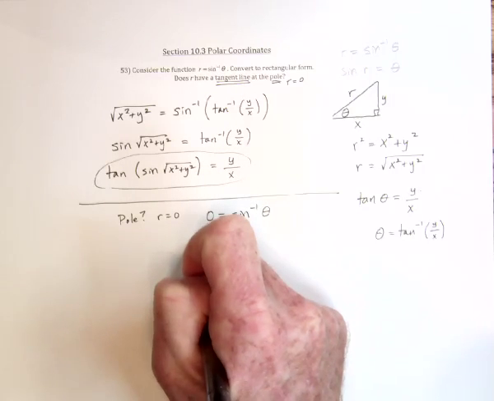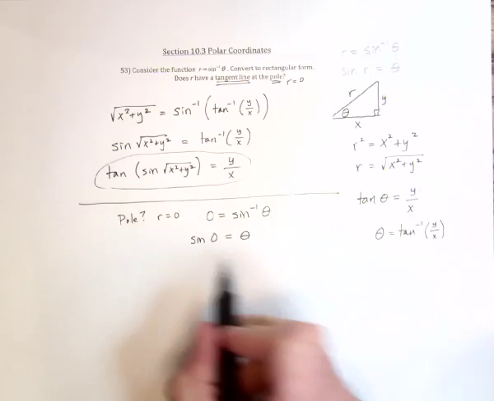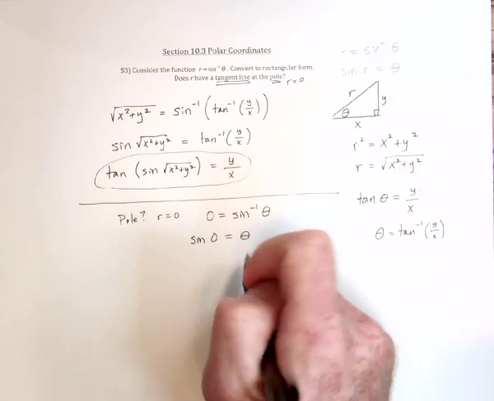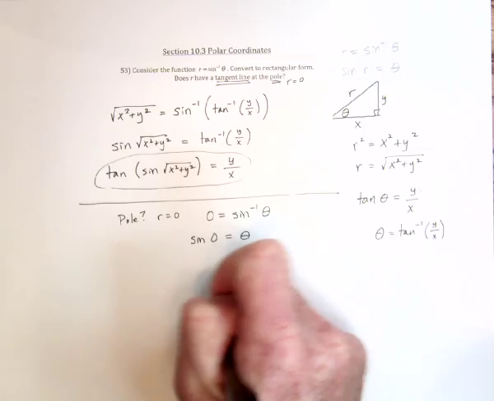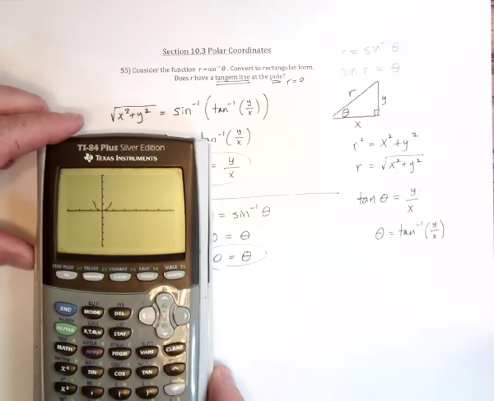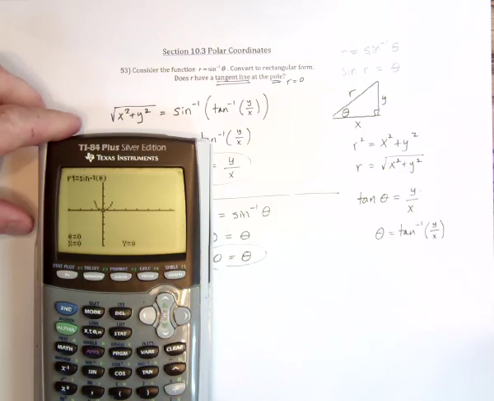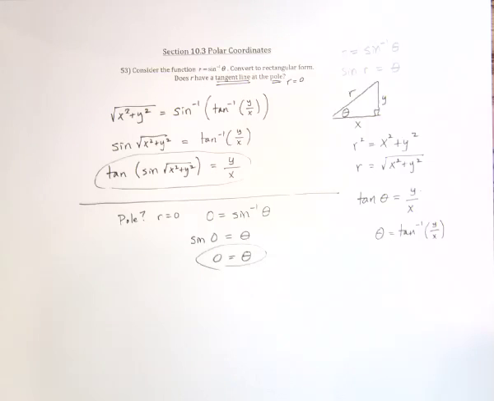So take sine of both sides. Sine of 0 equals theta. Turns out that sine of 0 is 0. So we have theta equals 0. Let's double check. Here's a little graph again. Trace, is theta equals 0 correct? Is that the origin? Yes, that part's correct. Excellent. Now we need to find the derivative dy/dx.